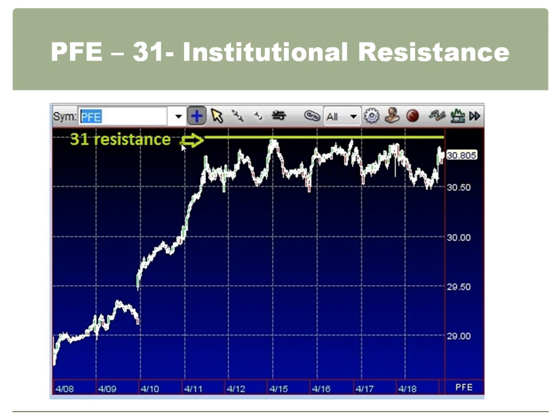So that's your bogey. This 31 level is your bogey on Pfizer. If it takes it out, then it can obviously travel higher. Until it does that, though, that remains critical resistance.